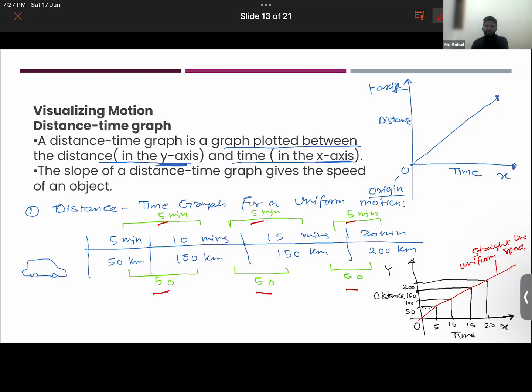So when we represent this on graph paper, you will find that we get a straight line running from origin. Here we are basically matching lines drawn from the x-axis and y-axis, namely time and distance, and when we joined them, we saw that the straight line was running from origin, passing through all these points. So a straight line represents a uniform motion. Got this?